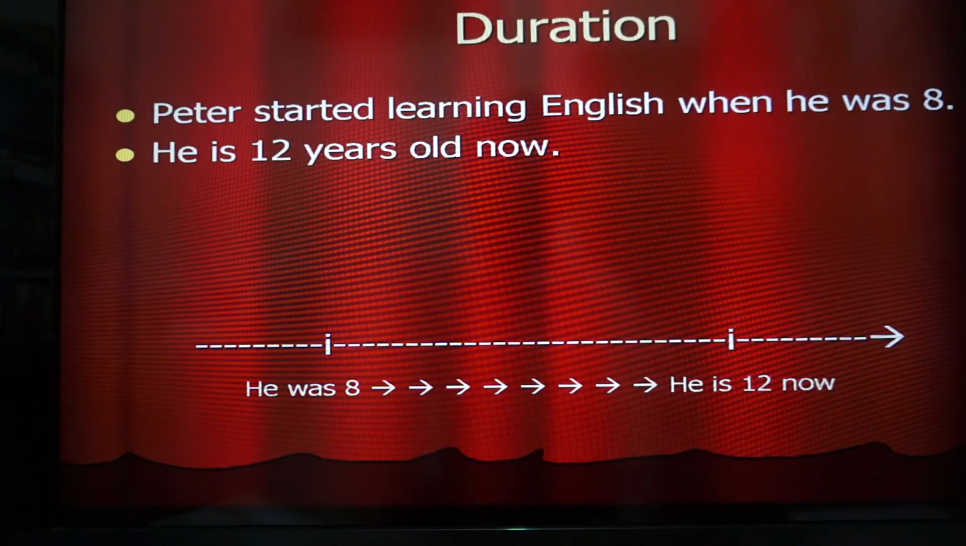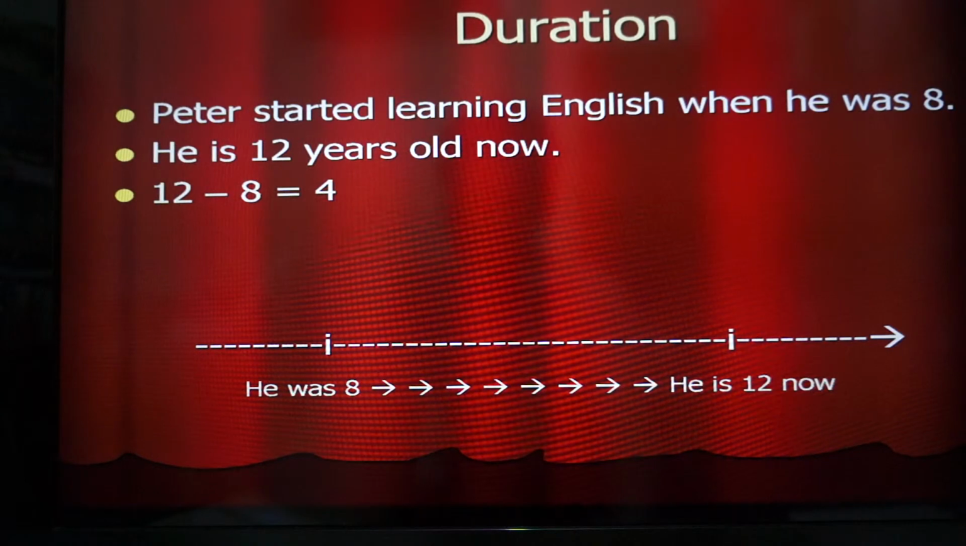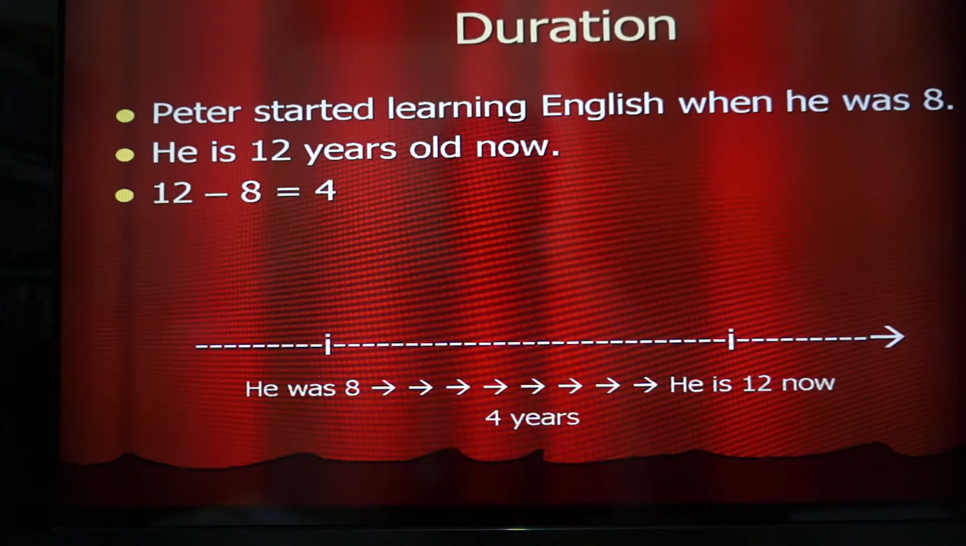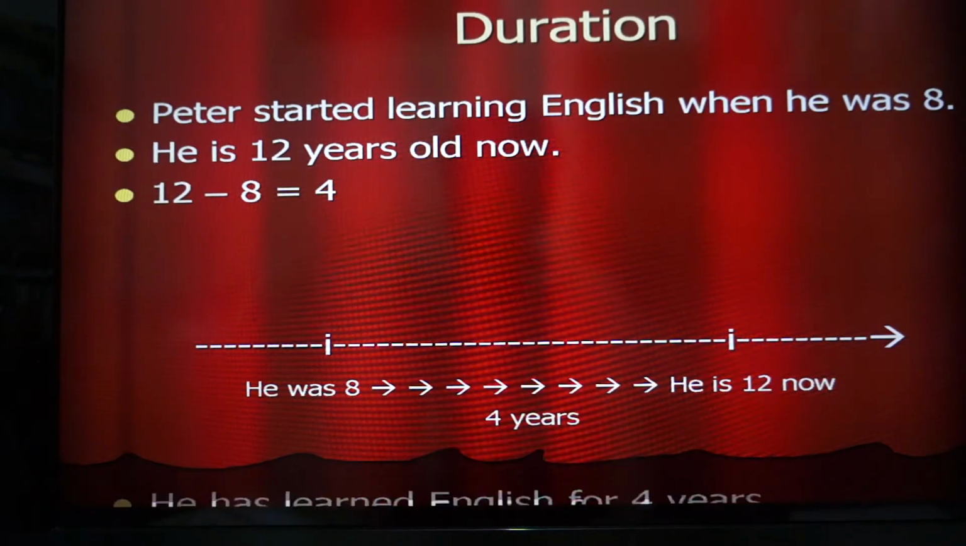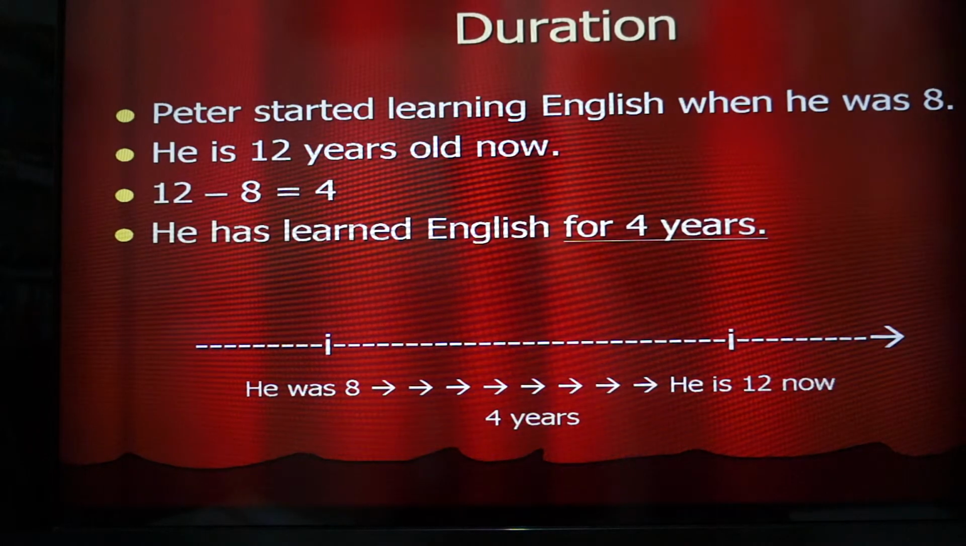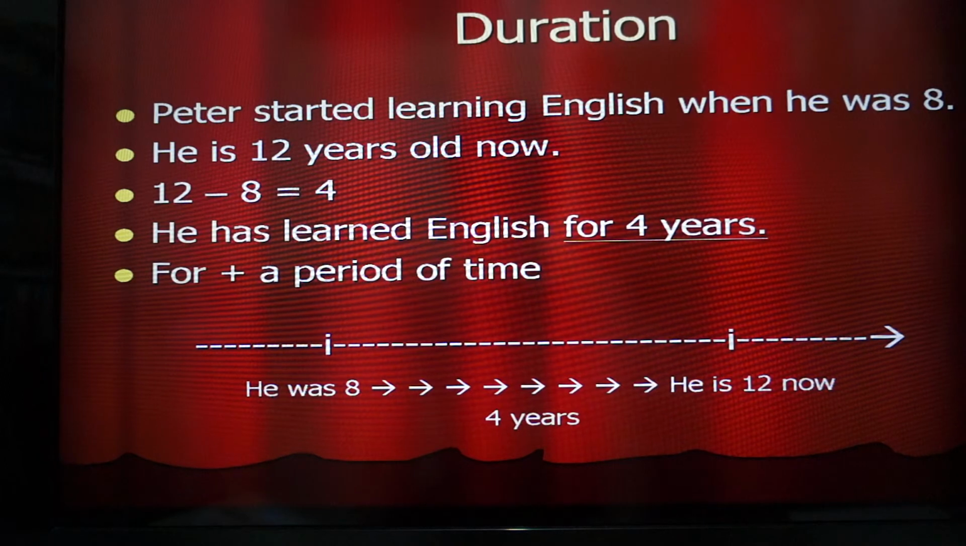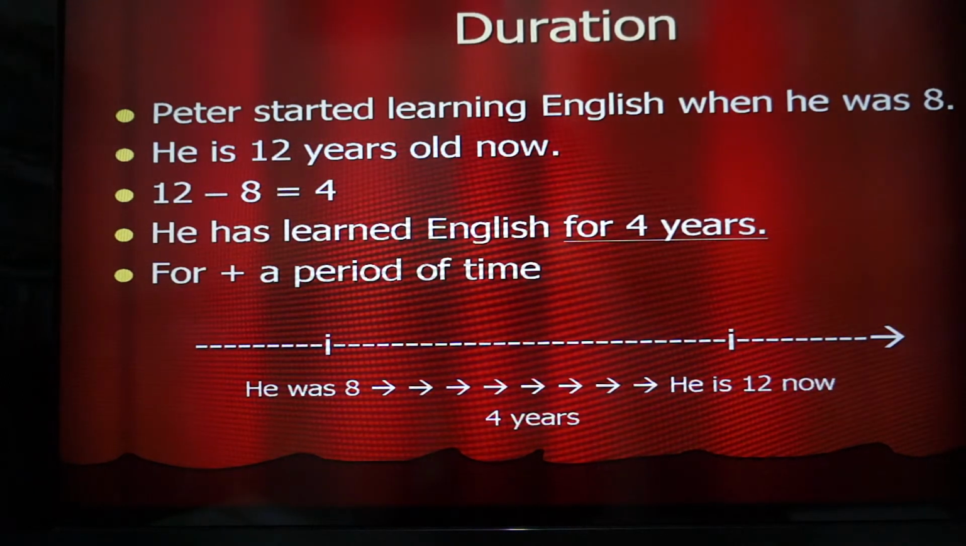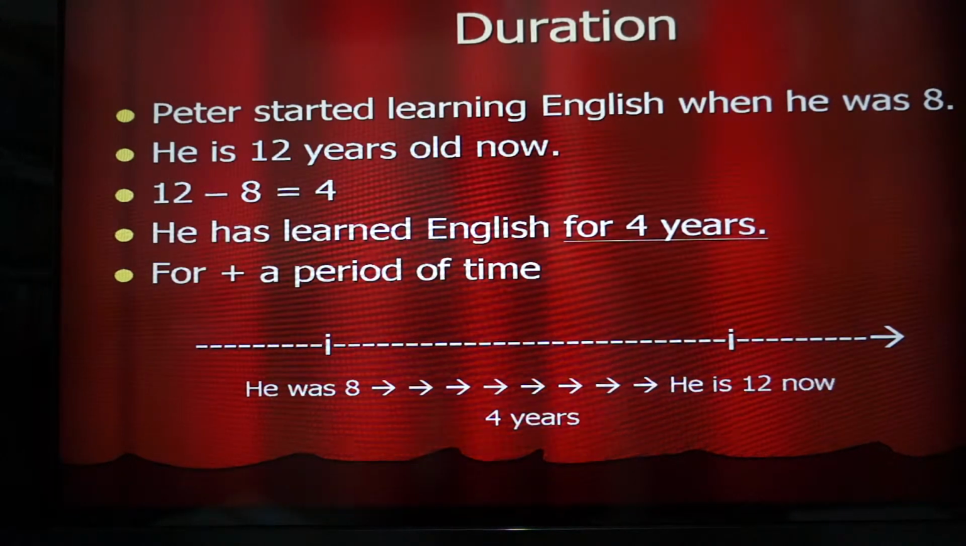So let's see. 12 minus 8 equals 4. 4 years in between. We say, he has learned English for 4 years. We use for with the period of time. What is a period of time? Let's learn some more examples.